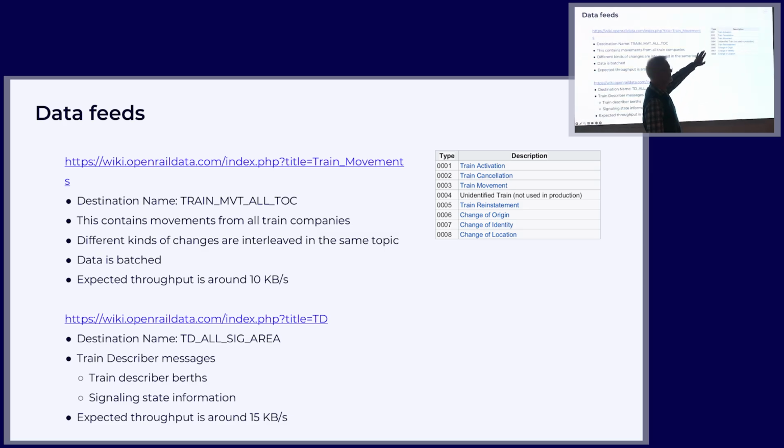Now this movement data specifically, there are different types in there. Train activation, we'll get to in a second. Train movement, that's the one we're after. Train cancellation, we try to avoid as much as you can. Sometimes when things cancel, they get reinstated again. And the other ones are internal data that you very rarely encounter. So these things are all dumped into one single place, which makes for a lot of fun in the moment.